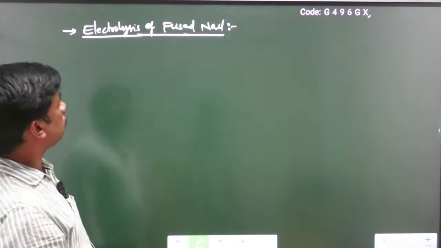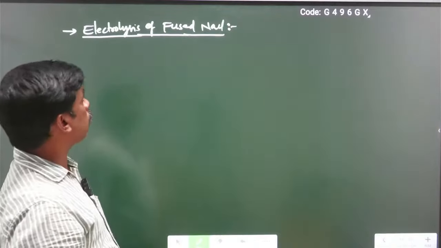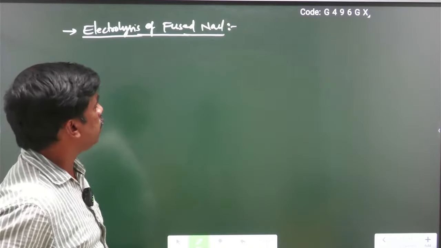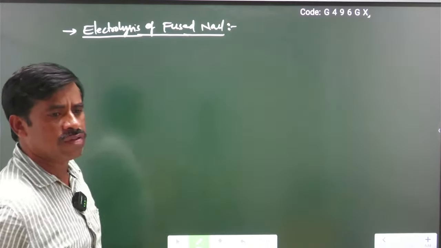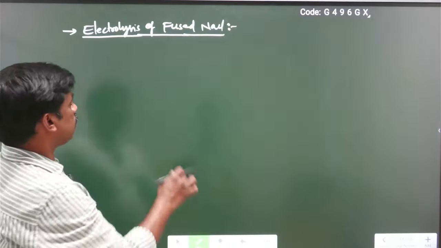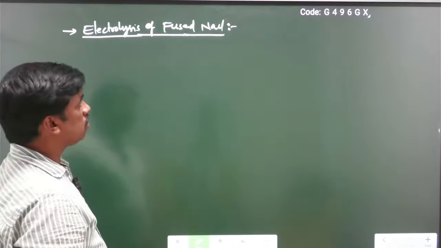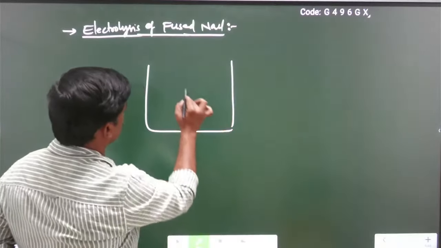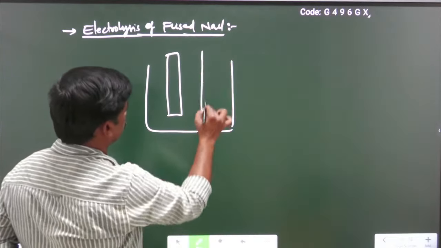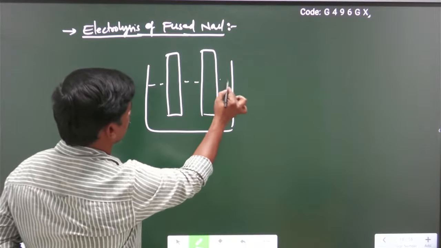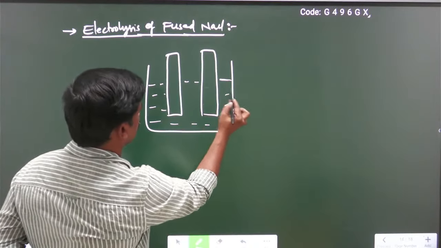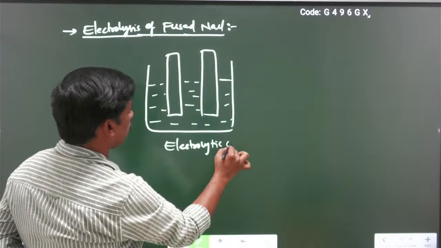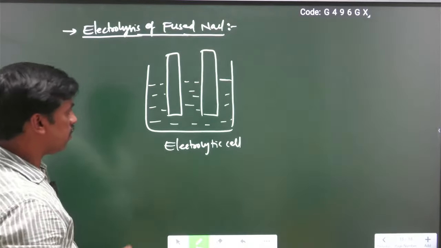Electrolysis of fused sodium chloride takes place in an electrolytic cell. This electrolytic cell consists of two electrodes, which are connected in this cell.